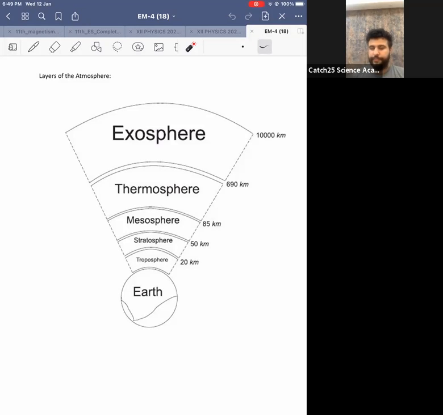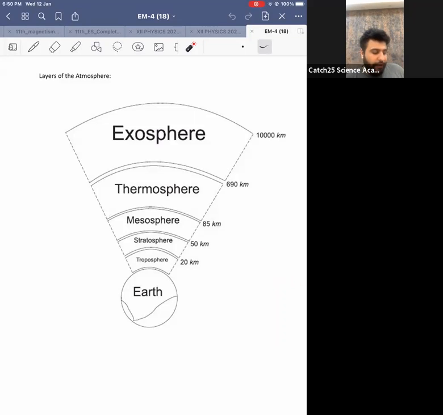Okay, now listen. In the exam, the question will come: explain in brief layers of atmosphere, or what is the significance of layers of atmosphere, or write short notes on layers of atmosphere. Whatever the question, it will come for minimum 2 marks. And this diagram is compulsory, which means you have to know the diagram, because the diagram will carry 1 mark.